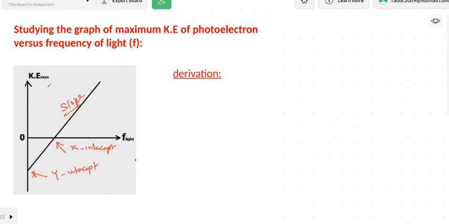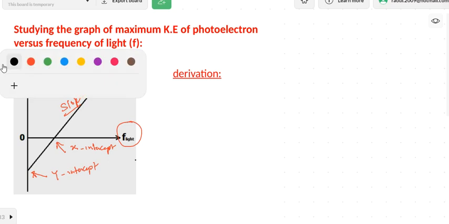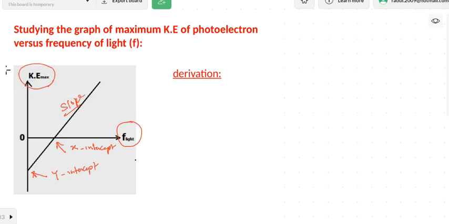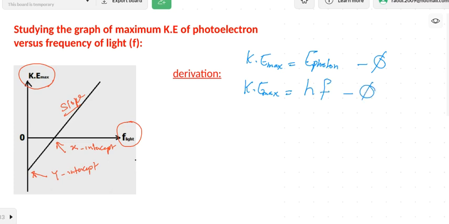All of us know that to study kinetic energy and frequency of light, which formula relates them? Einstein's equation. What's Einstein's equation? The maximum kinetic energy equals E photon minus the work function. Good. But I don't need E photon. I need the variable to be frequency and the function to be kinetic energy. So kinetic energy, we keep it, but instead of E photon, we can write hf minus the work function.